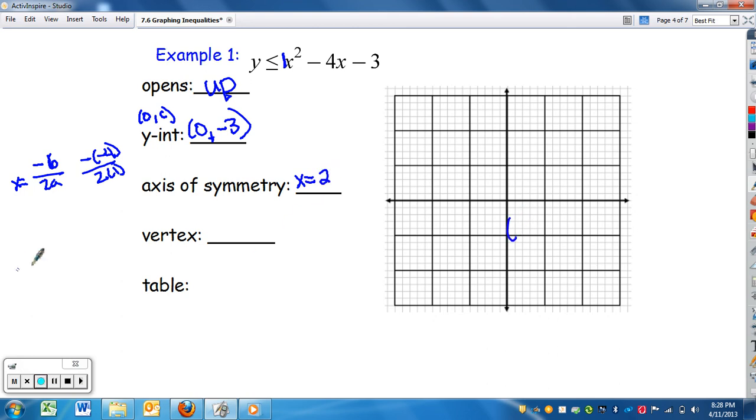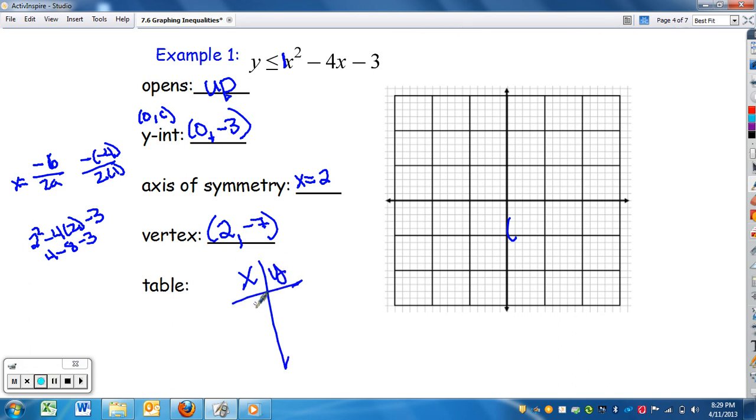Then we can find our vertex. The x-coordinate of the vertex is the axis of symmetry, because they're on the same line. And we plug in 2, so we go 2 squared minus 4 times 2 minus 3. That's 4. We did this in pieces to make sure we didn't make a mistake. 4 minus 8 is negative 4, minus 3 is negative 7. And then we can do our table of values. We only need 5 points total on our parabola. So we have 0, negative 3, and 2, negative 7.